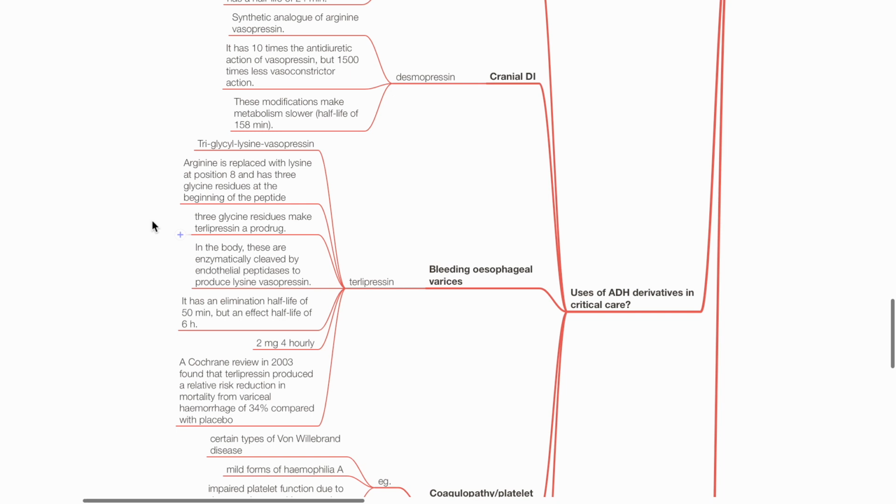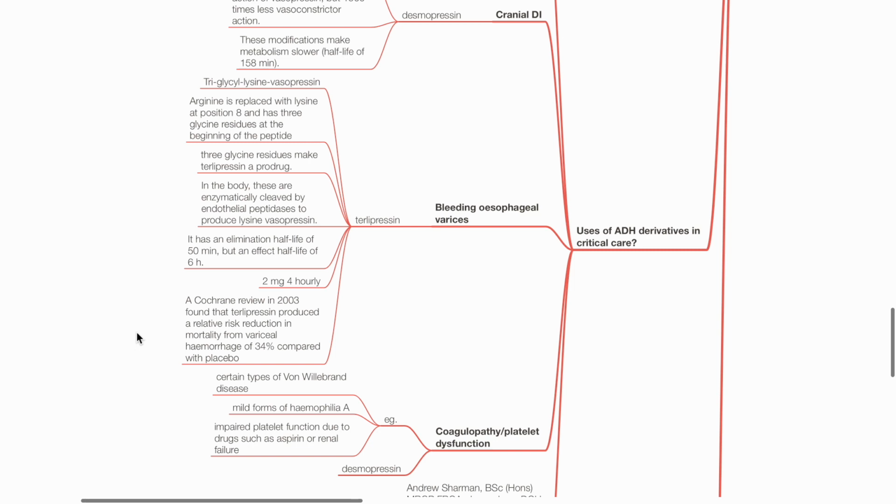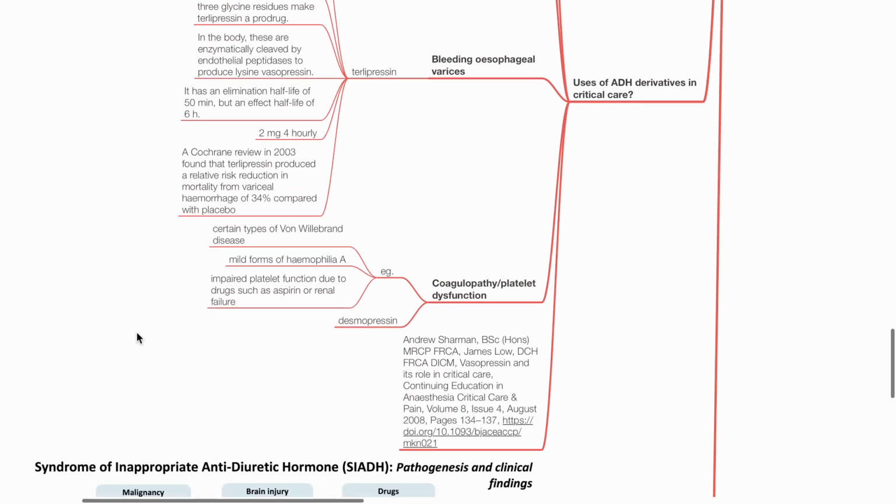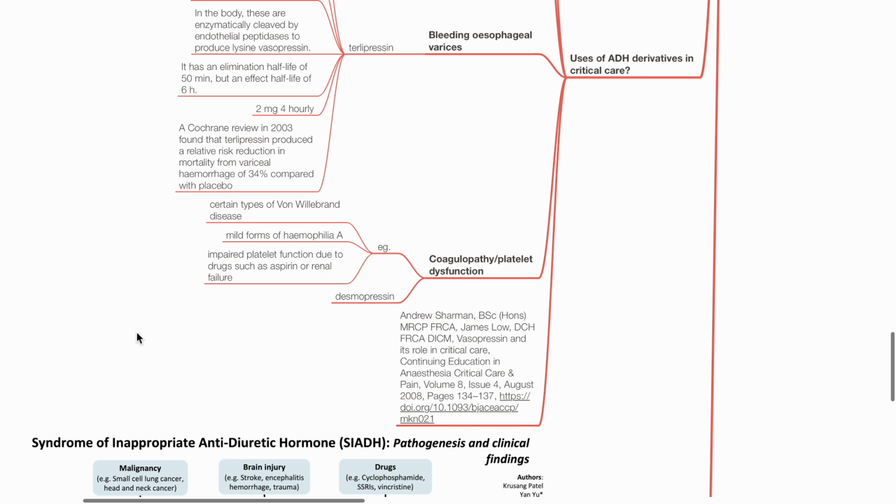It has an elimination half-life of 50 minutes and an effective half-life of 6 hours. Dose is 2 mg 4 hourly. A Cochrane review in 2003 found terlipressin produced a relative risk reduction in mortality from variceal hemorrhage of 34% compared with placebo. Desmopressin is also used to treat coagulopathy and platelet dysfunction, such as in certain types of von Willebrand disease, mild forms of hemophilia, and impaired platelet function due to drugs such as aspirin or renal failure.